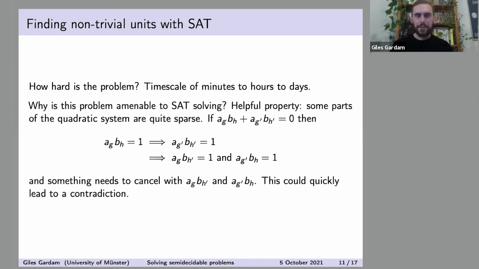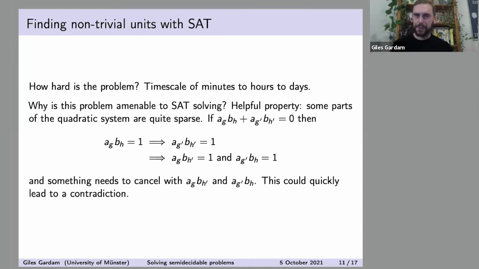And why is this a problem that is somewhat amenable to SAT solving? Why is it not sort of worst case for a problem of its size? I think a key factor is that the system we're trying to solve is very sparse in some spots, meaning that the equations we have are quite short. I think it's something like 10% of the equations of length 3 or less.